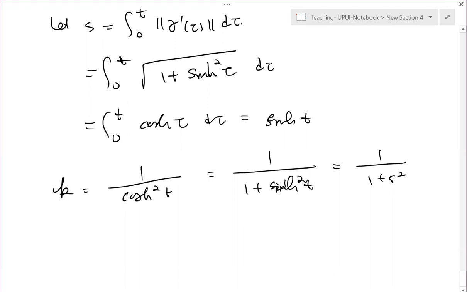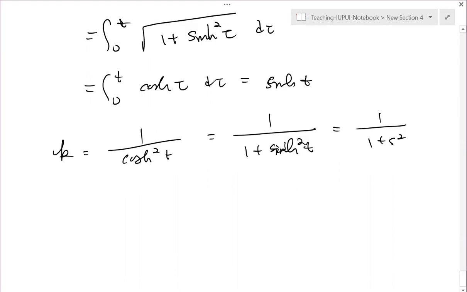Is there any other way to compute the curvature or express it differently? I probably can find it differently, but that's enough. We already calculated the curvature.